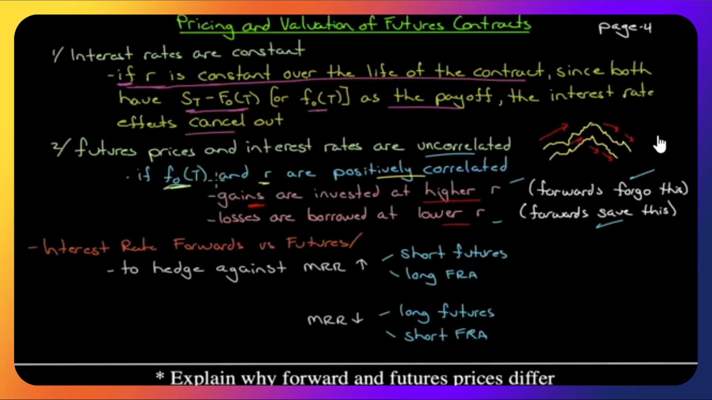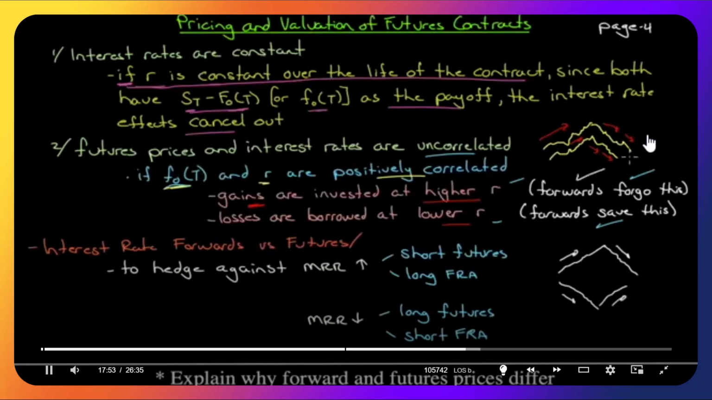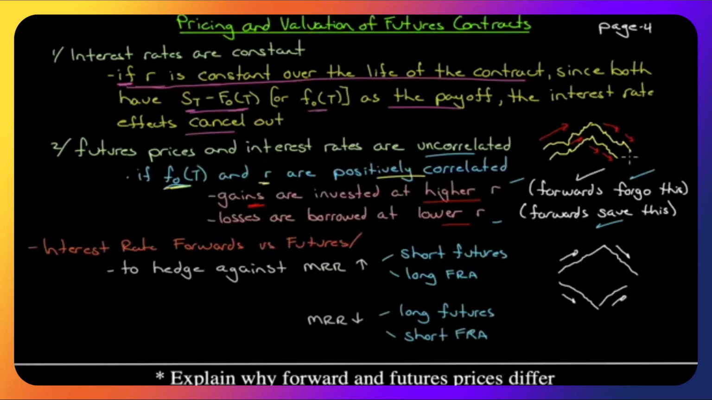Now, when we say that they're positively correlated, what if they were negatively correlated? What if, as you have futures prices going up, you have interest rates going down? Here, gains are invested at lower and lower rates. And if you have prices going down and interest rates going up, here your losses have to be financed at higher and higher rates. You would rather have the forward contract.